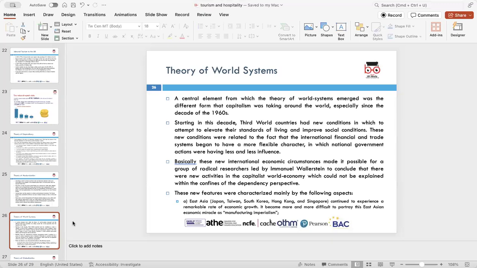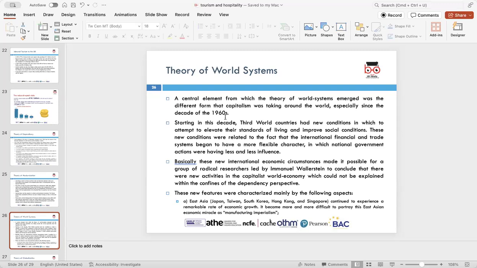Theory of world system theory, established in 1960, emerged as an explanation for the changing dynamics of global capitalism. At that time, new economic conditions allowed developing nations to attempt social and economic improvements within a more flexible global financial system, unlike dependency theory, which emphasized the dependency of developing nations on the developed world.